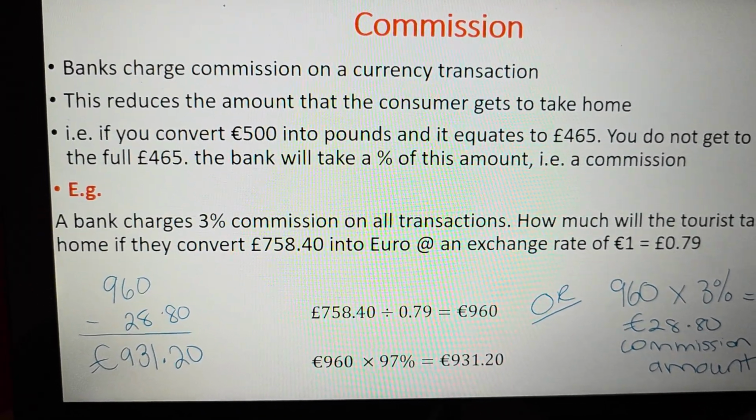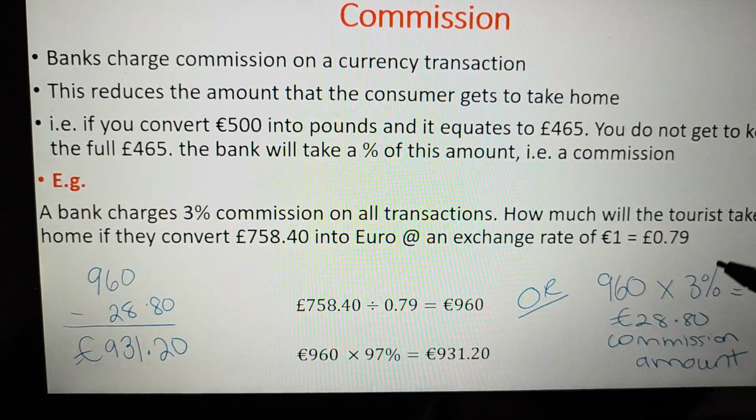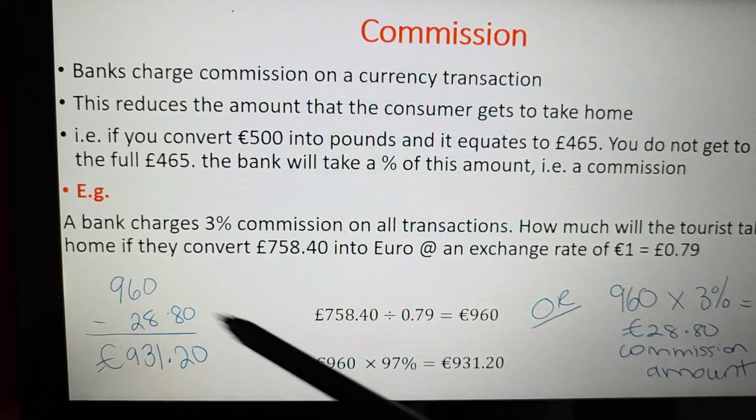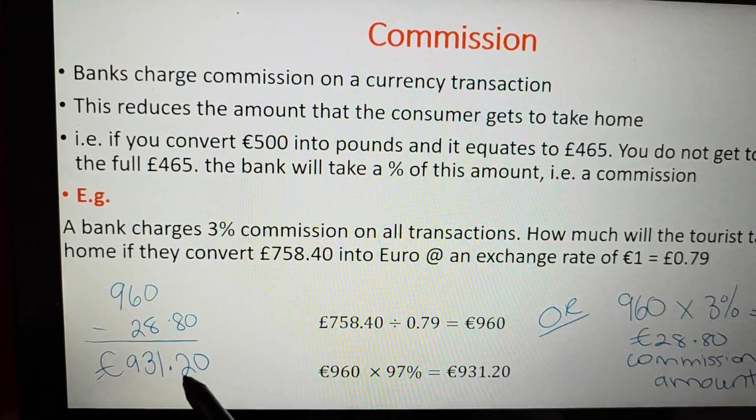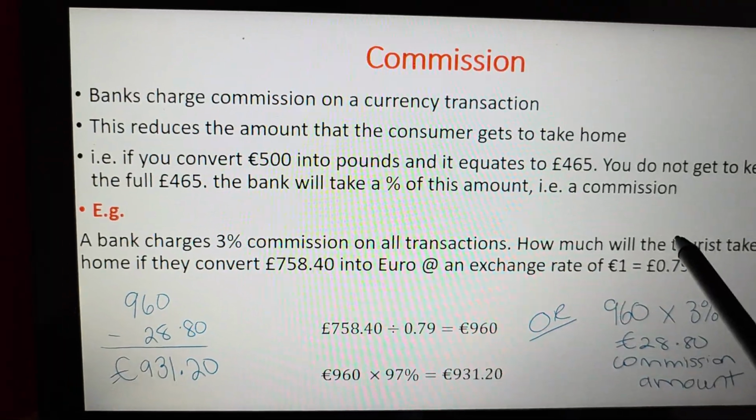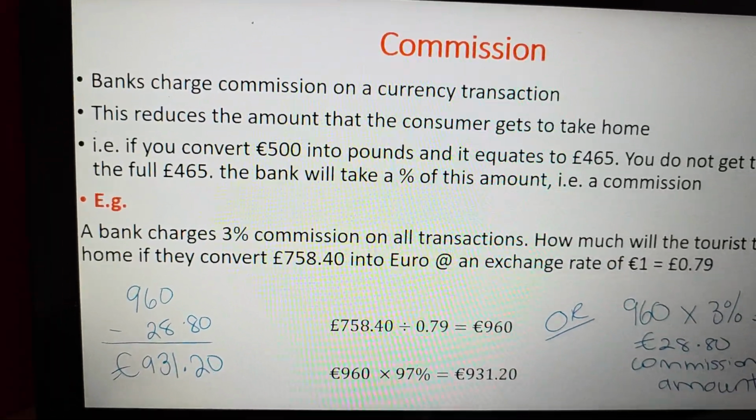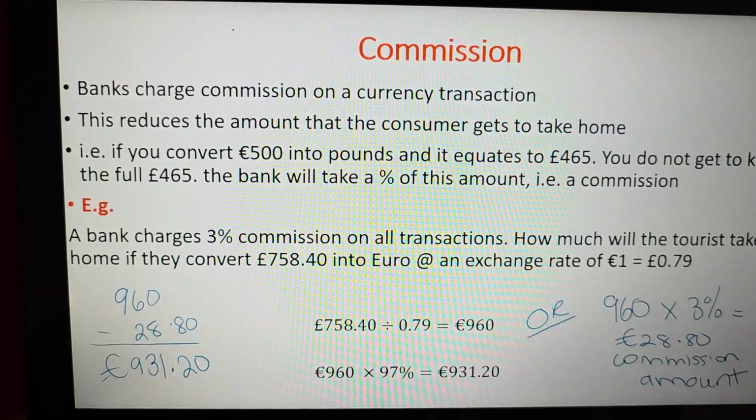All right, so that's the other way of doing it. Get the commission amount first and then subtract the commission away from the converted amount to see what you actually get to take home. So that tourist will actually get to take home €931.20 after the bank charged their commission.